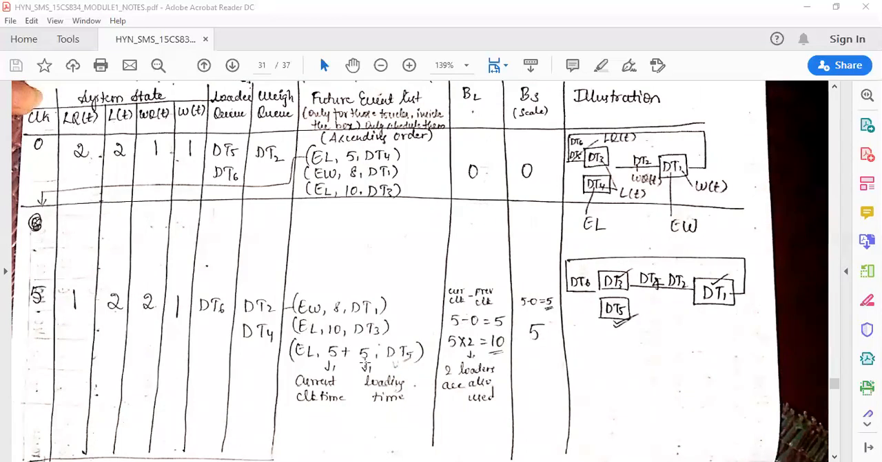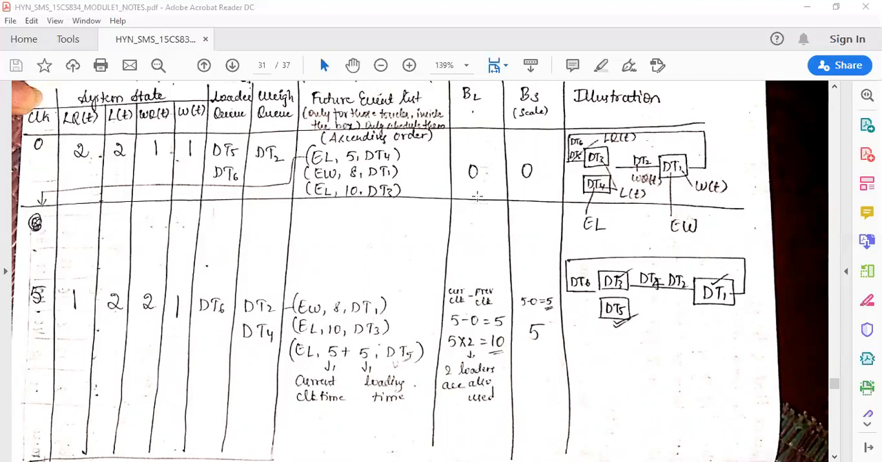Now 8 and 10 are already there, and one more 10 is added, so always write in ascending order. I will write this first: EW, 8, DT1; EL, 10, DT3; then EL, 5 plus 5. What is this 5? This 5 is the current clock time, and the other 5 is the loading time. For which truck? It is dump truck 5. So, done.